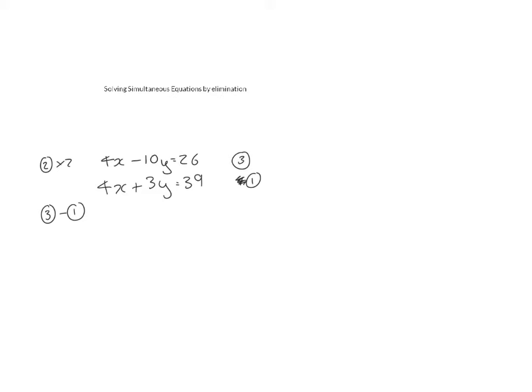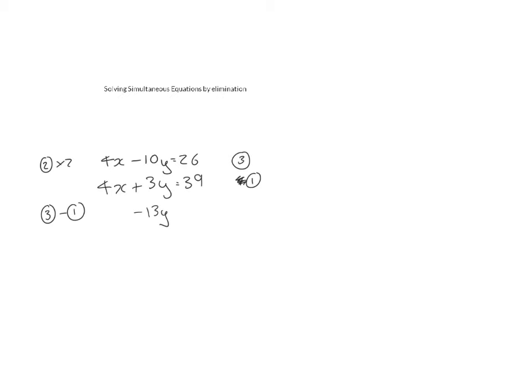Okay, so this is the revolutionary bit. 4x minus 4x will give you 0x. Minus 10y minus 3y is minus 13y. You happy with that?